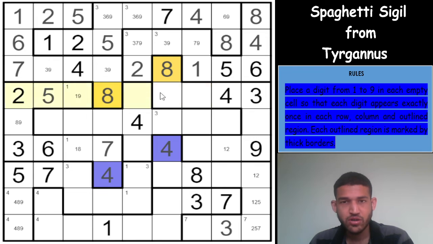So let's look at row 4. 3, 4, 9, 2, 5, 8. So we get 1, 6 and 7. 1 is not here and 7 is not here. So this is 1 and 6.